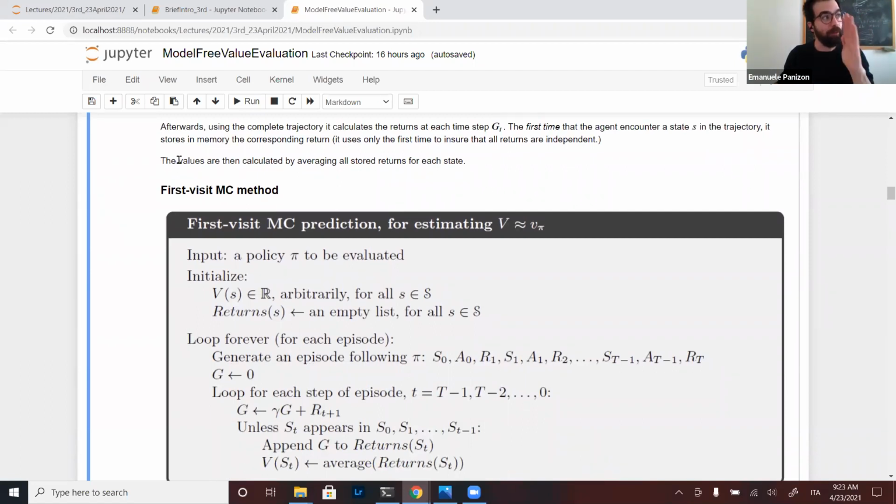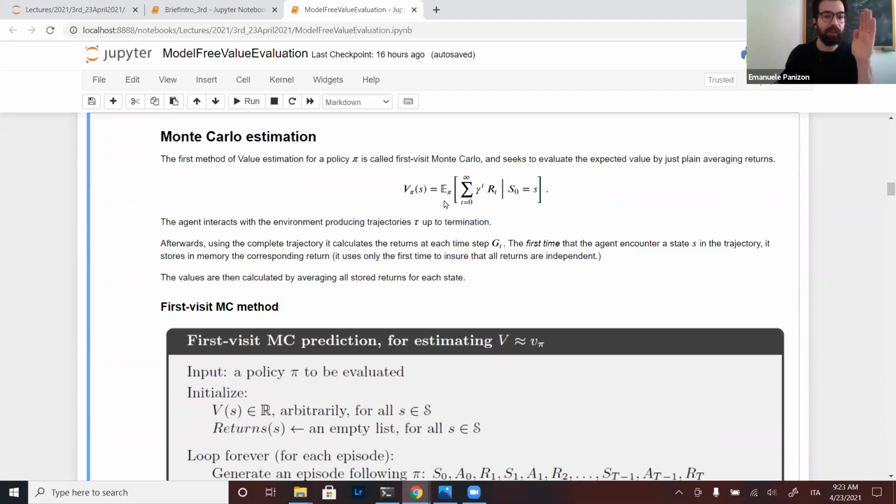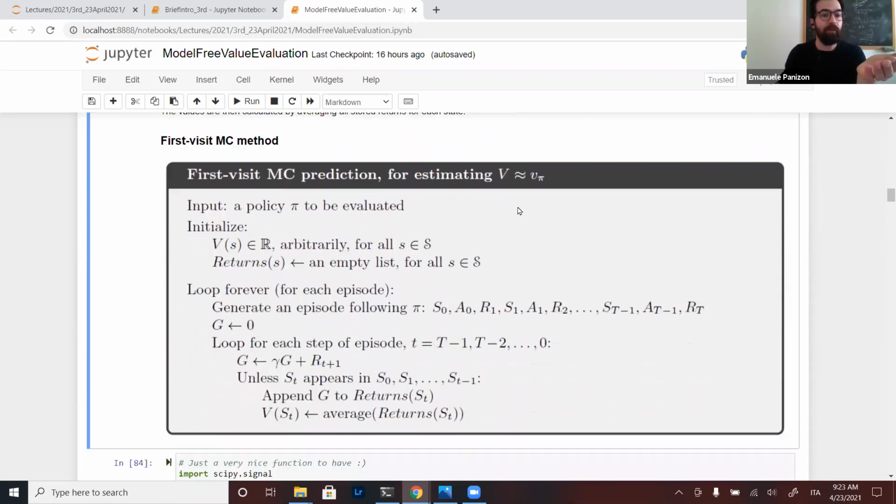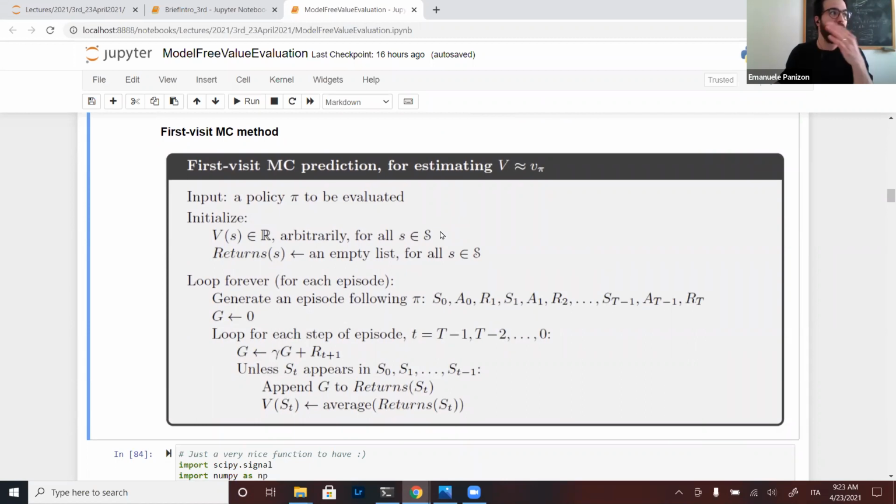Then I will have to keep in memory all the returns which I linked to that state, and the values are nothing more than the average of that. So the value will be the average of all the returns I've experienced starting from that state. Okay, the pseudocode is practically the same as the code. I want a policy to be evaluated, which is my half left and right. I initialize the values arbitrarily. I will just initialize them to 0.